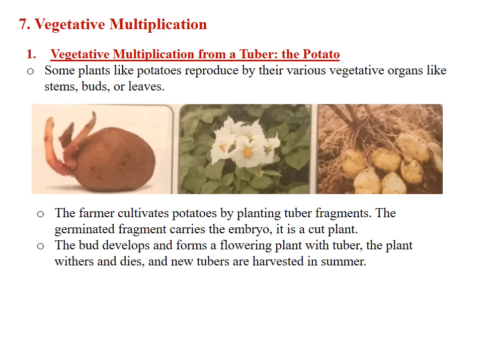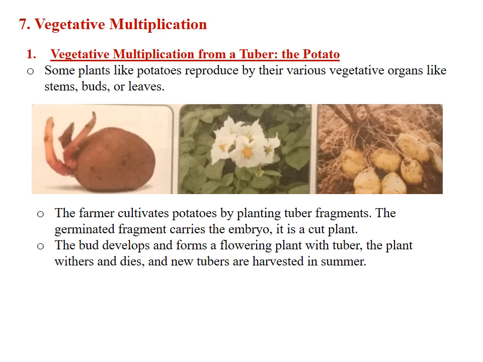Some plants, like potatoes, reproduce by their various vegetative organs like stems, buds, or leaves. A bud is a small bulged organ capable of giving a new plant. We should know that the reproduction of the potato is a vegetative multiplication because it is formed through the buds that are on the tuber and not by flowers that need the intervention of male and female gametes. So let's see what happens during this vegetative multiplication.